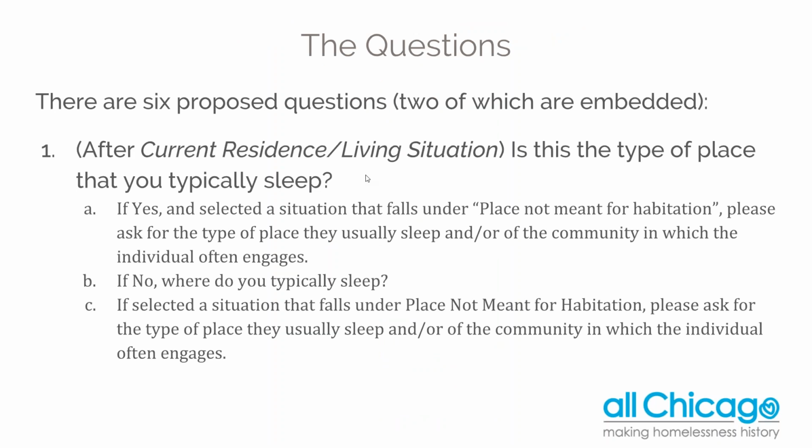So we start off with the question, is this the type of place that you typically sleep? And then its continuation is, if yes, and they selected a place not meant for human habitation, then you'll want to ask where they usually sleep. So what is the trigger for these questions is really if the client indicated they're staying in a place not meant for human habitation, we want to know, what does that mean? Where are you staying if you're in a place not meant for human habitation? So all of these questions are informed by clients that have indicated to us that they are staying in a place where they're not meant to be, or where there's no shelter.